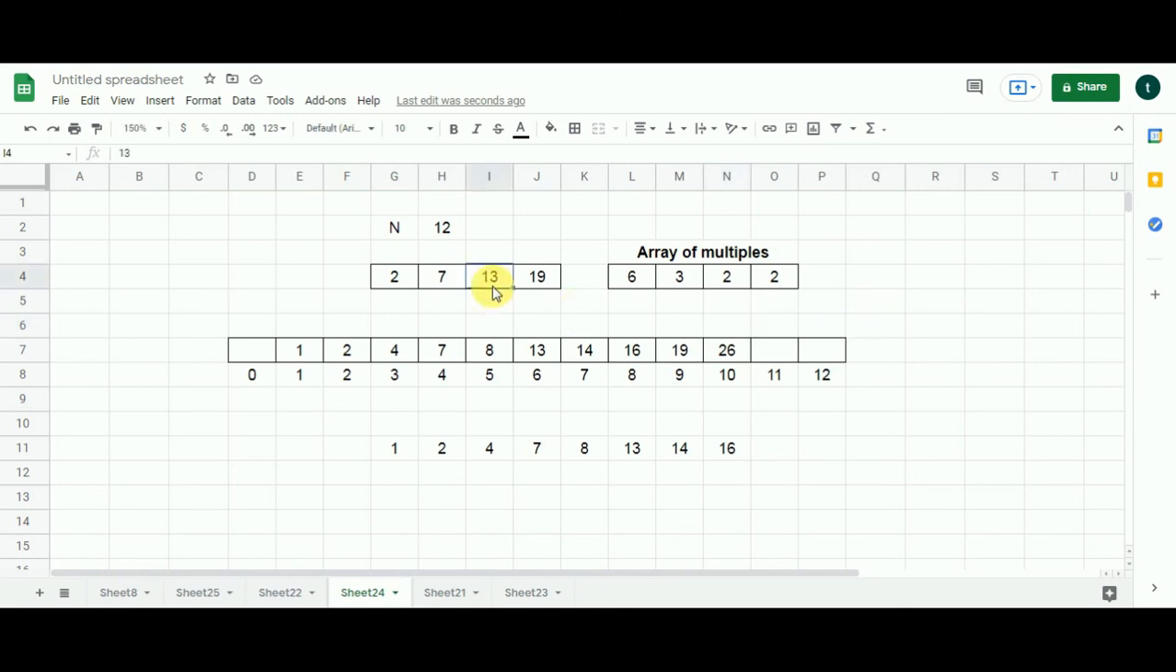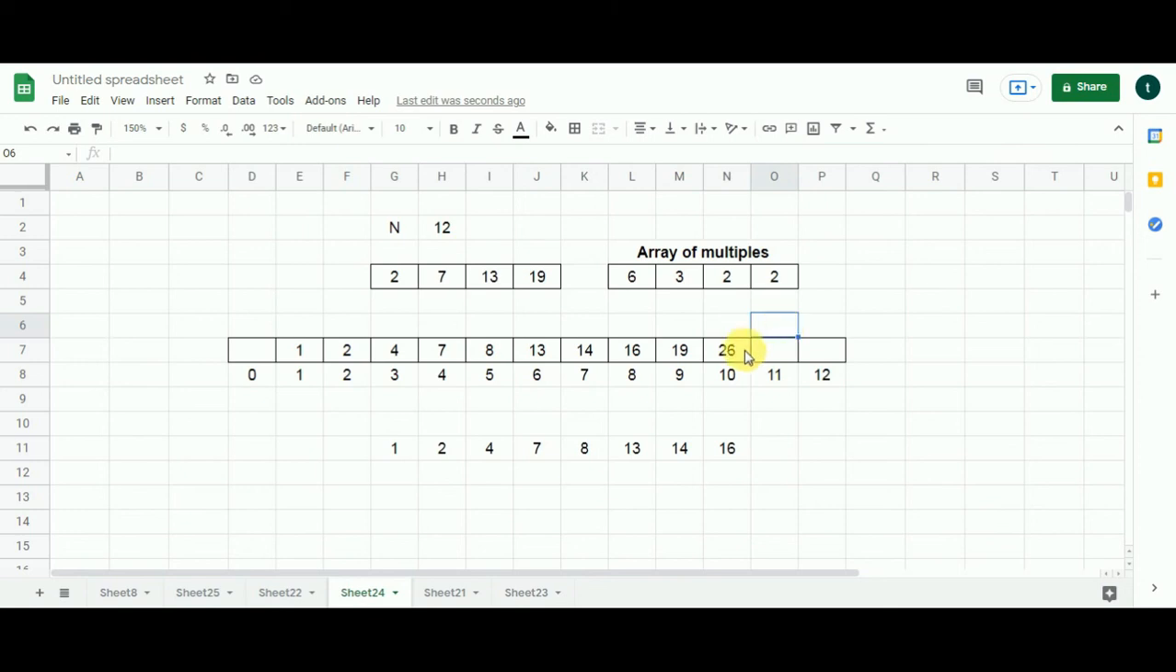We move to 13 now. Here the index is 2. At 2 we have 2. 13 multiplied by 2 is going to give me 26. Since 26 is already here, we are not going to change it. We move to the final number in the array of primes, which is 19. Here the index is 2. Value at index 2 is 2. 19 multiplied by 2 is going to give me 38. No way it is less than 26. So 38 gets eliminated and 26 stays.